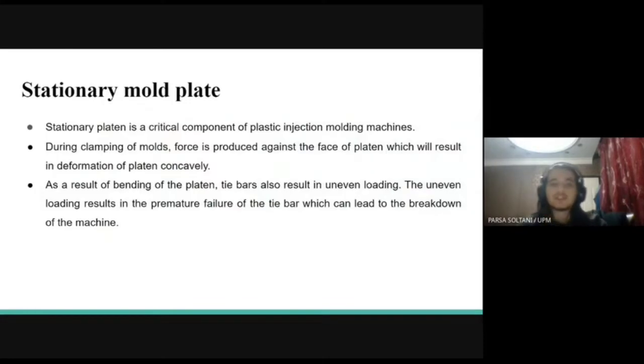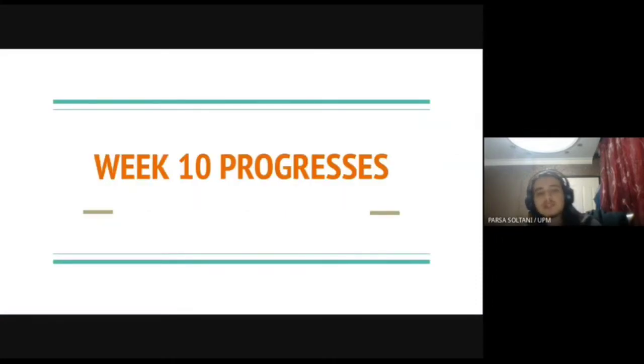So next we have the stationary mold plate. The stationary plate is a critical component of plastic injection molding machines. During the clamping of molds, force is produced against the face of the plate, which will result in concave deformation of the plate. As a result of bending of the plate, tie bars also result in uneven loading. The uneven loading results in the premature failure of the tie bar, which can lead to the breakdown of the machine. All right, so that is all for week 9 progress, and next we have the week 10 progress.